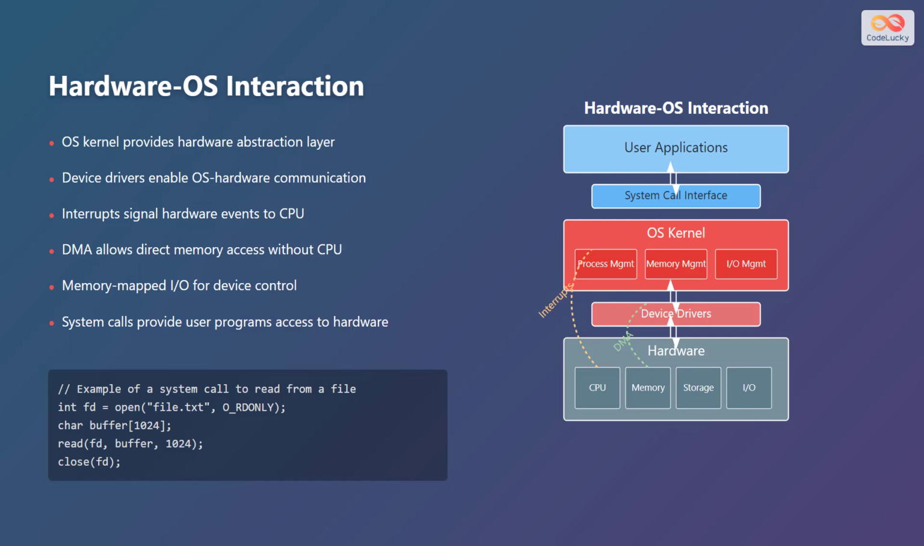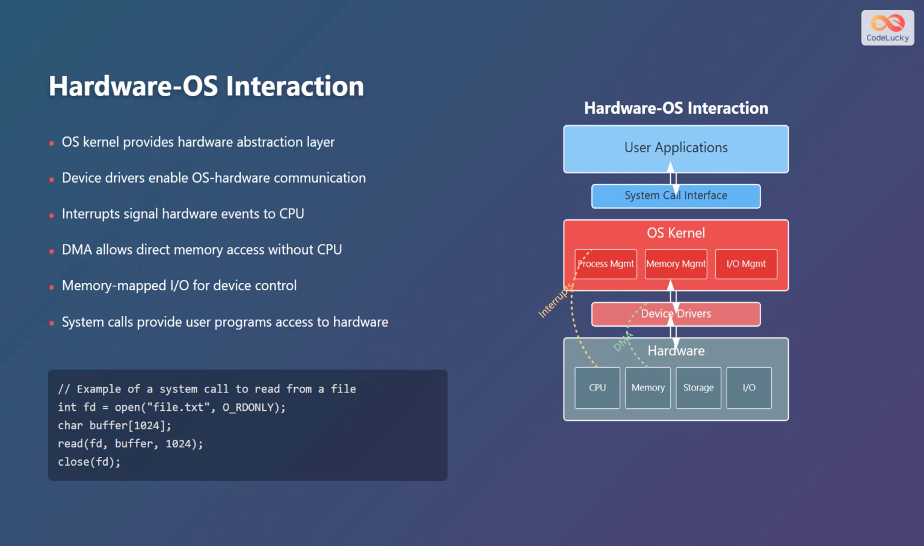The operating system plays a crucial role in managing the interaction between hardware and software. The operating system kernel provides a hardware abstraction layer, which hides the details of the hardware from applications. Device drivers enable the operating system to communicate with specific hardware devices. Interrupts signal hardware events to the CPU, allowing the operating system to respond to events such as a key press or a mouse click.